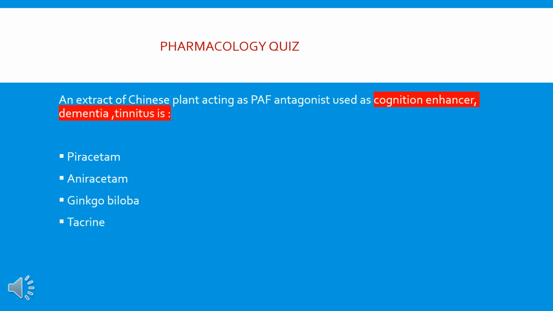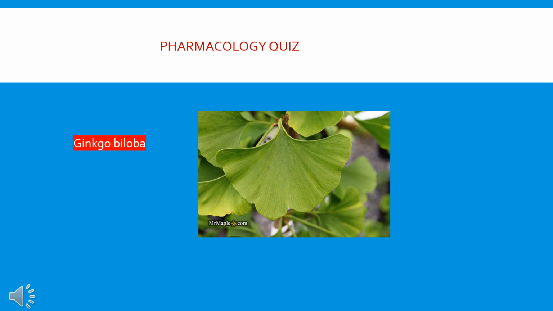An extract of a Chinese plant acting as a platelet activating factor antagonist, used as a cognition enhancer, used in dementia, tinnitus. Is it piracetam, aniracetam, or is it ginkgo biloba or tacrine? So the correct answer for this question is ginkgo biloba. This drug is obtained from a Chinese plant.